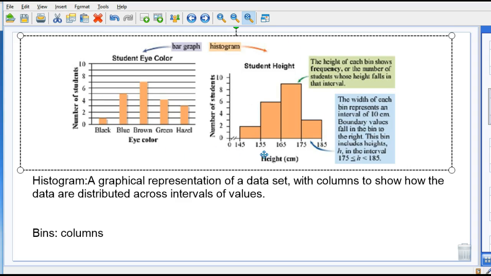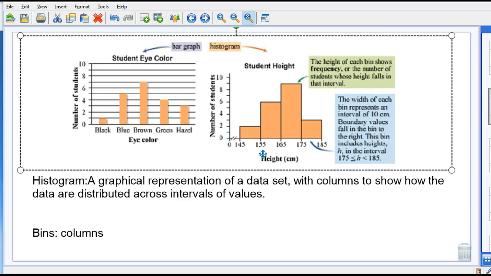So if we're looking at student height, we're looking at the interval between 145 and 155. The bins of the histogram indicate how many numerical data values fall within a certain interval. You would use a bar graph to show how many people in your class have various eye colors, but a histogram to show how many people's heights fall within certain intervals. The height of each bin shows the frequency, or the number of students whose heights fall in that interval. In this case we have 2 students whose heights are between 145 and 155.